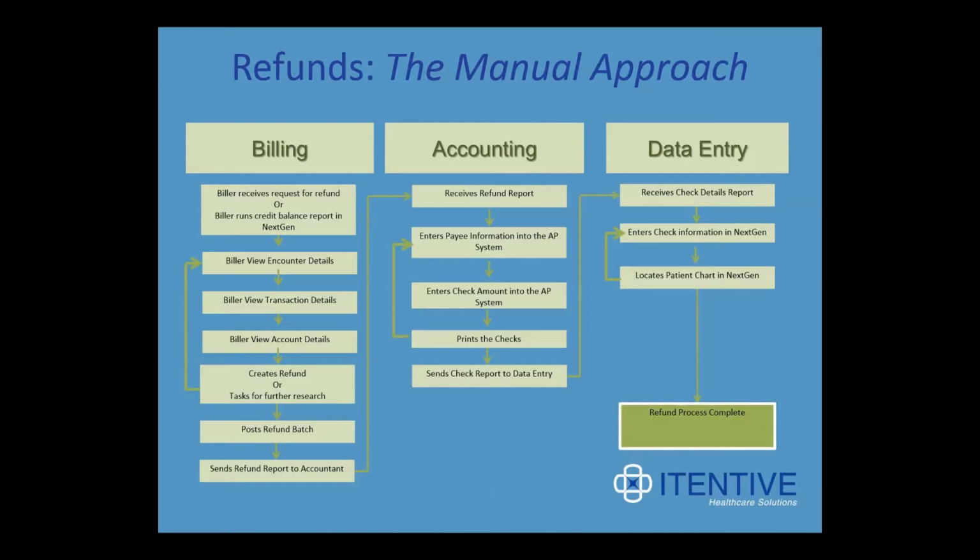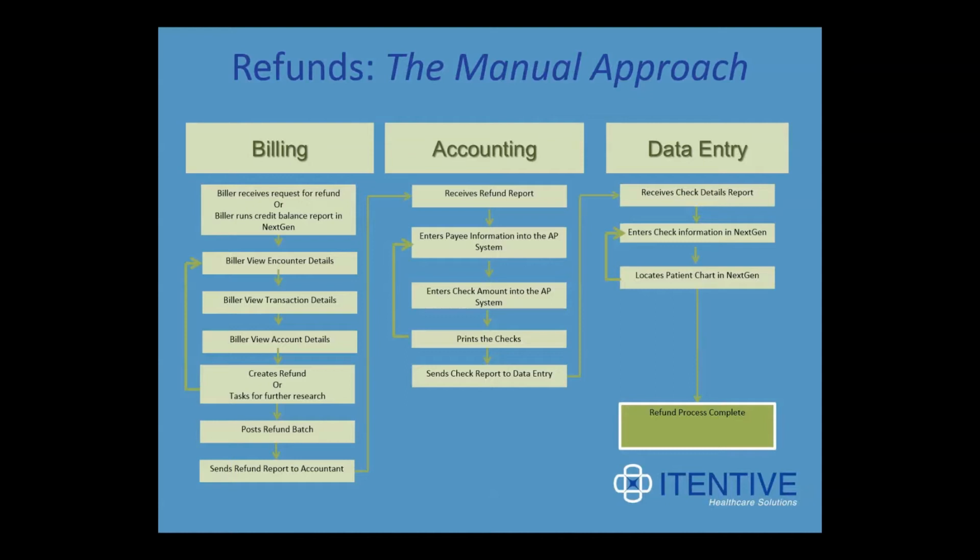The accounting piece, traditionally, once those refunds are done in NextGen, someone runs a report or creates a spreadsheet, sends it over to accounting, and then they spend their afternoon doing all that data entry. Well, gosh, aren't computers really good at transferring data?